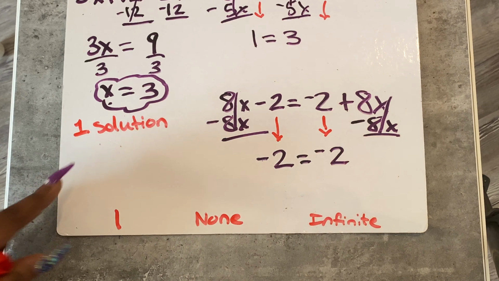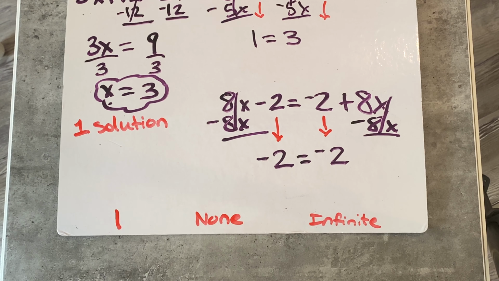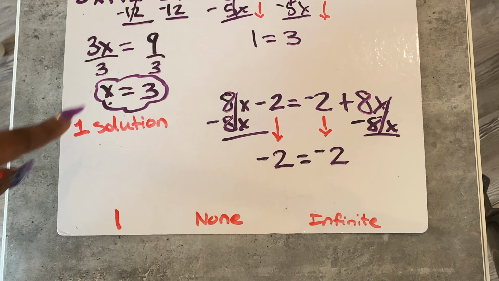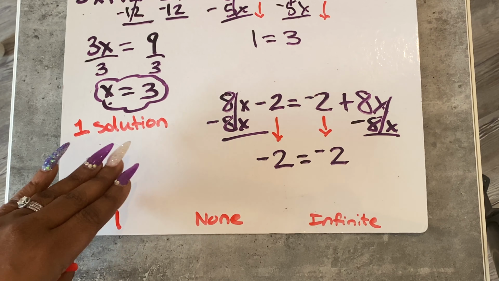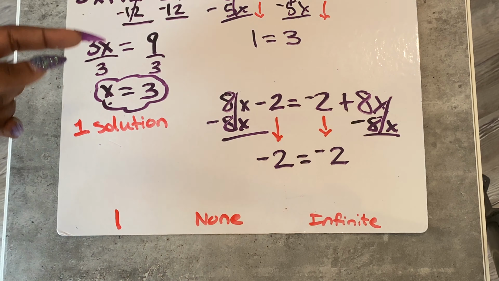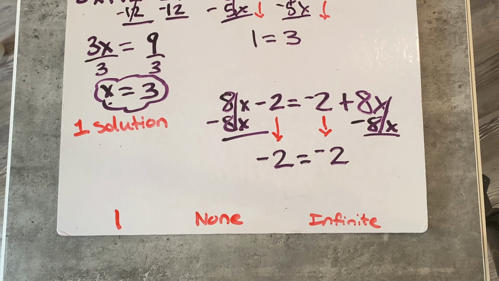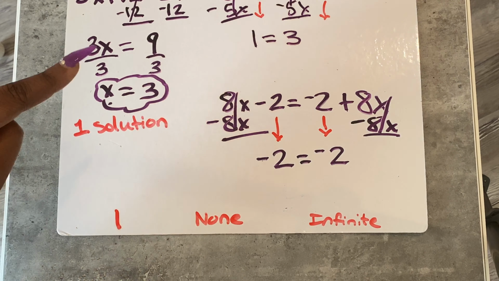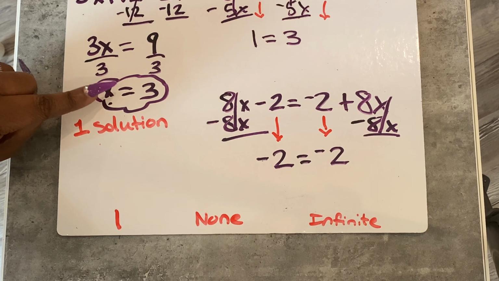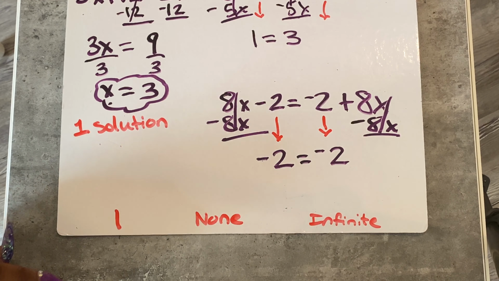It cannot have any more solutions. It cannot be x equals 2, x equals 7. No other solution will make this equation true. The only solution that will make this equation true is for x to equal 3. That's the only way to make this true.